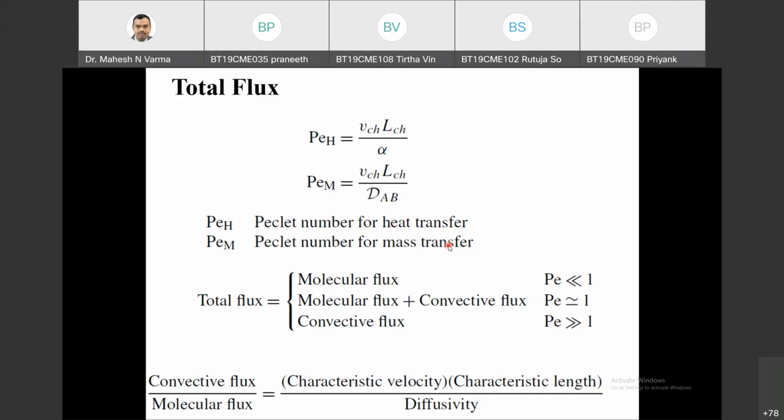Reynolds number, and it is closely associated with the interface flux. Hence, that is not discussed here when we are discussing convective flux, purely convective flux and molecular flux.